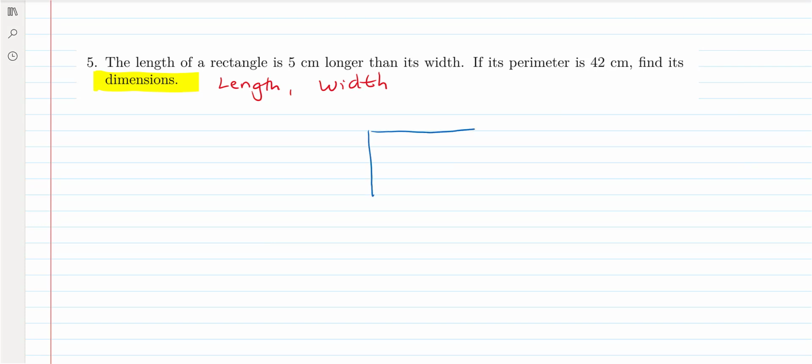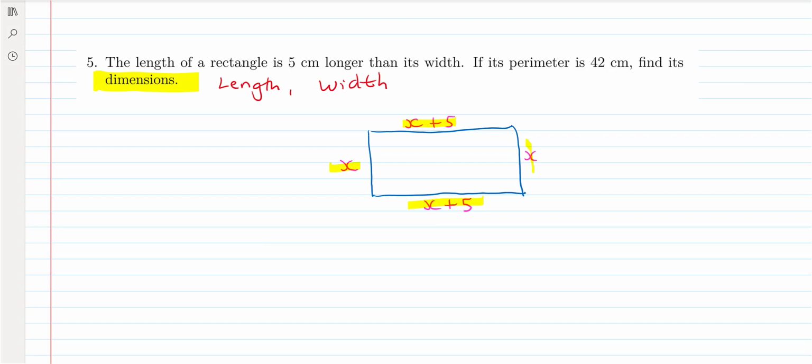So say we have something like this, and we don't know what its length and width are yet. If we call its width x centimeters, then we know its length is 5 centimeters longer than this. So its length is going to be x plus 5. So this side will be x and this will be x plus 5. And we know the perimeter is the distance around the outside of a shape. So the perimeter will be this side plus this side plus this side plus this side, and that is equal to 42 centimeters.